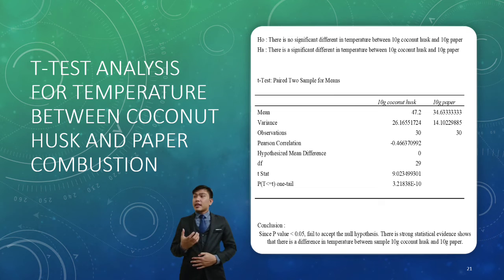Next is the t-test analysis of the temperature between the coconut husk and paper combustion. The t-test analysis results prove that the various temperatures from different types of sample can be detected by the temperature sensor.